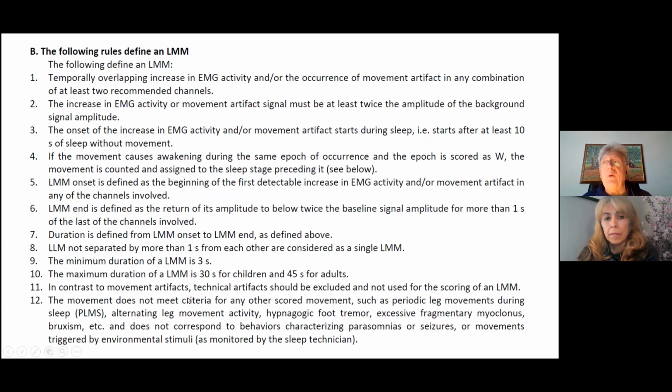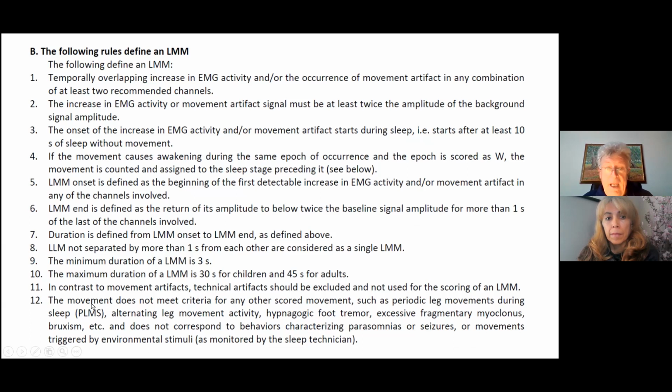This sentence here prompts me to underline one thing, that what we call artifact often is a true signal. In this case, a movement artifact for us is a signal to be detected. It is not an artifact to be discarded, while a technical artifact is a real artifact that needs to be discarded.